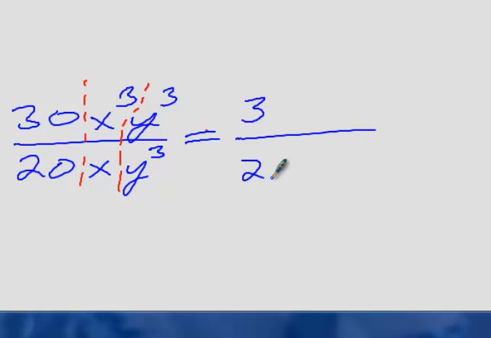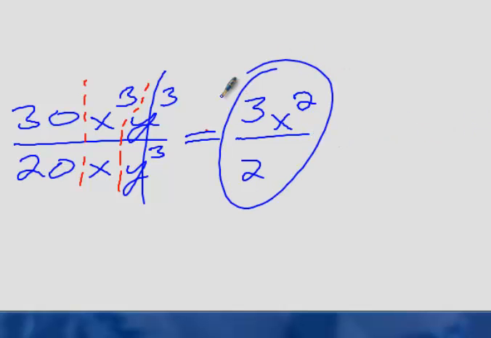X, what? So I can get rid of how many x's? I can get rid of 1, which leaves me with x squared, and it's going to be on top because 3 is bigger than 1, right? And then what about y cubed over y cubed? They cancel out entirely. So what do I get for a final answer? 3x squared over 2. This stuff takes a little while to get used to.